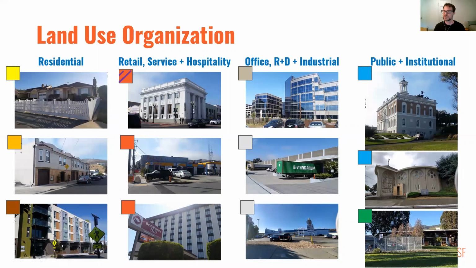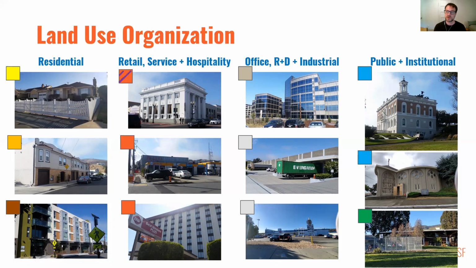We take each of those uses and we organize them by type. On the left-hand side, you can see some of those residential types. Single-family residential are shown in yellow at the top, with duplex, triplex, and townhomes shown in orange, and multifamily residential is shown with that dark brown. In addition to those residential uses, there's a series of non-residential uses within the city. Retail, service, and hospitality are illustrated with those red.